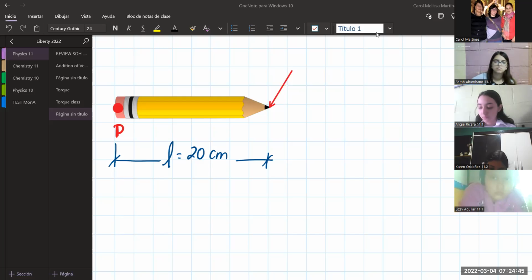Imagine that this time I'm applying a force in this direction. And I say, okay, my angle in this exercise is this one. And let's say that this angle is 60 degrees. From where am I taking this angle? From the principal axis, as you can see.